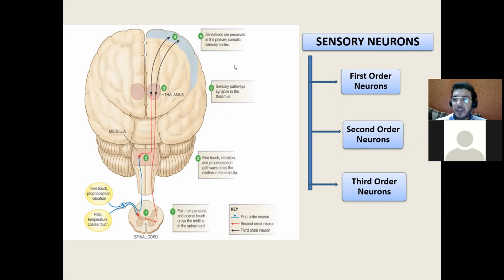In the thalamus, these fibers synapse with the third order neurons. From the thalamus, it goes towards the sensory cortex. And you have to understand, if you have pain in the right side of your tooth, the pain fibers are carried towards the left side of your brain. You can see the red colored neurons, you can see that there is a cross.